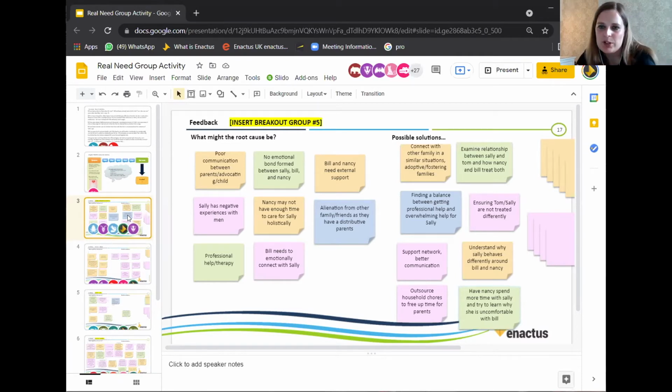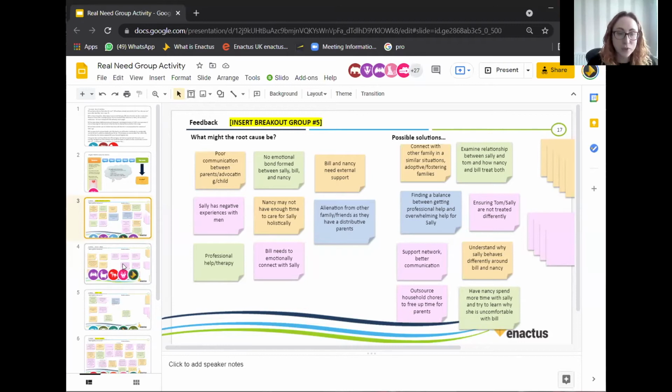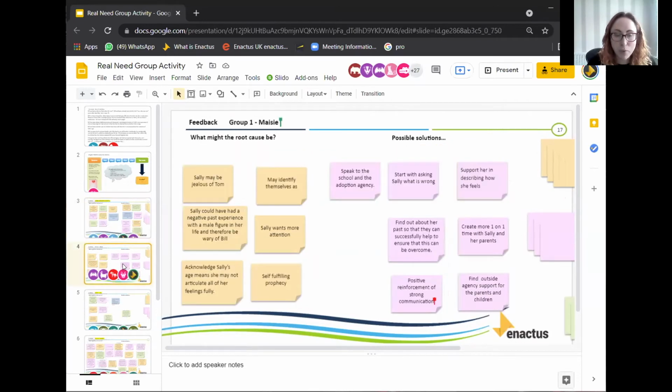And in terms of possible solutions, we were talking about finding a balance between getting professional help and also being able to look after Sally and not making her feel different, and that we would need a better support network around Bill and Nancy. And then we had this idea of freeing up time for the parents and being able to bring in other people who could do some household chores, so they had time to emotionally connect with Nancy. Claire, are you happy to go on to the next group? Yeah, of course. So this is group number 1 with Maisie.